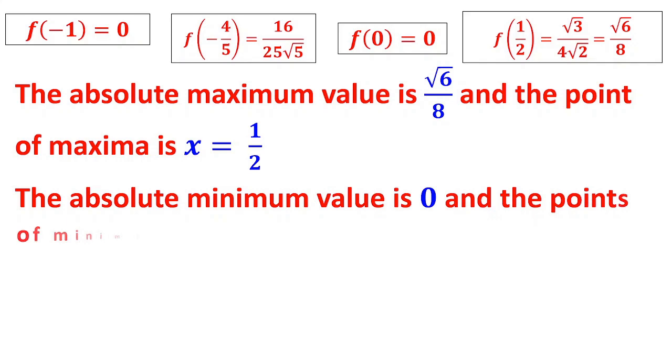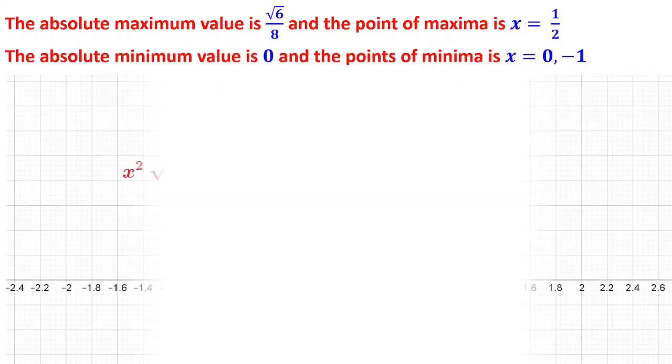And the absolute minimum value is 0, there is no need to tell you, and the points of minima are x is equal to 0 and minus 1. The minimum is obtained at two places. Let us see the graph of this function.